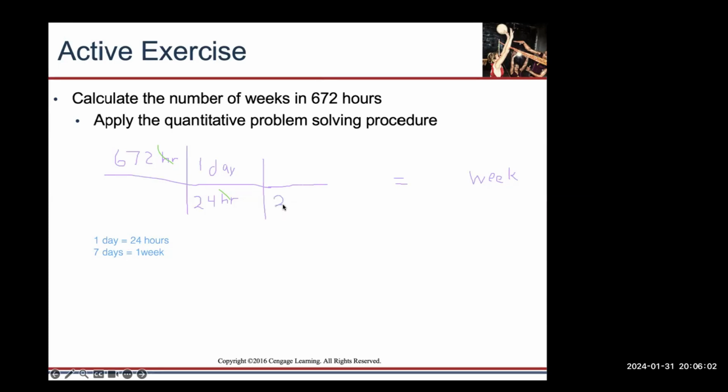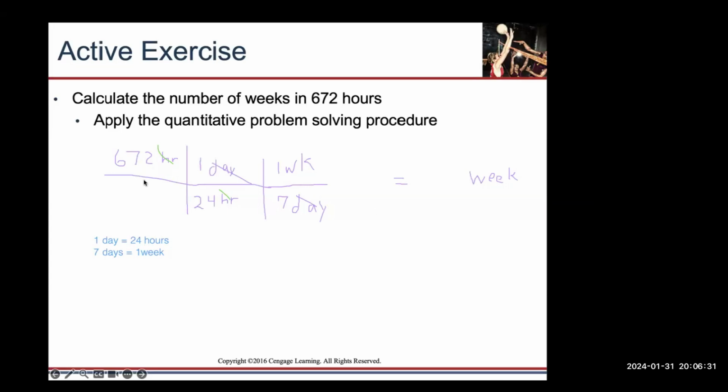So we're going to have 24, I'm sorry, not 24, 7 days. It's been a long day. 7 days on the bottom, and then 1 week on top. Okay, so then days are going to cancel out, and then we're going to be left with weeks.